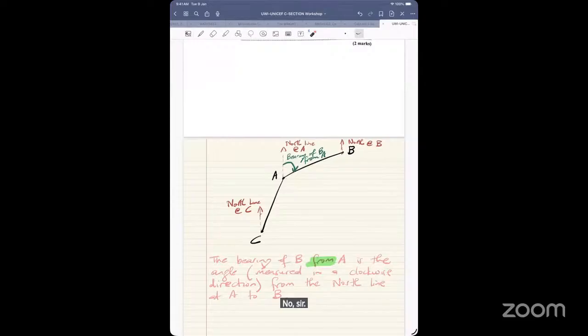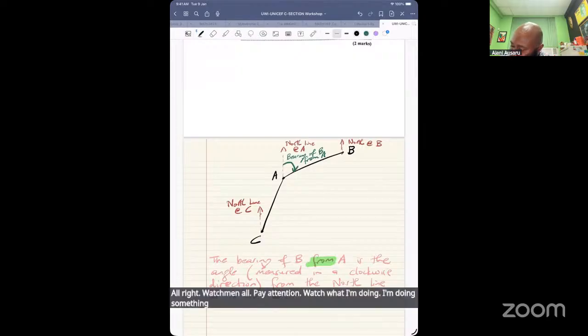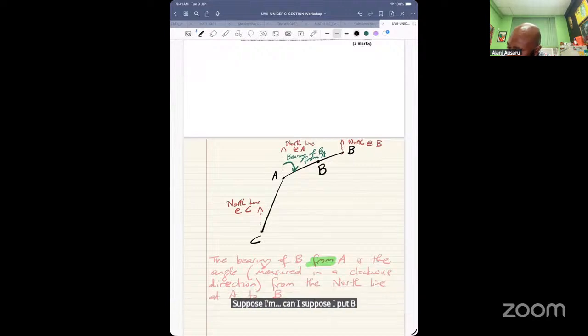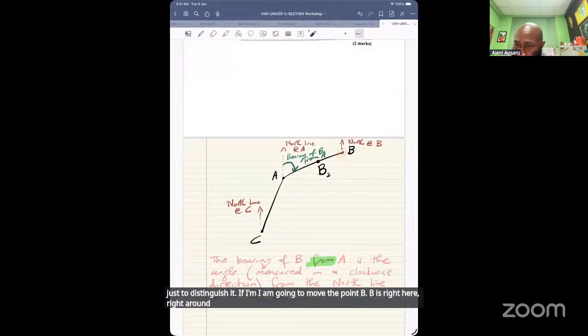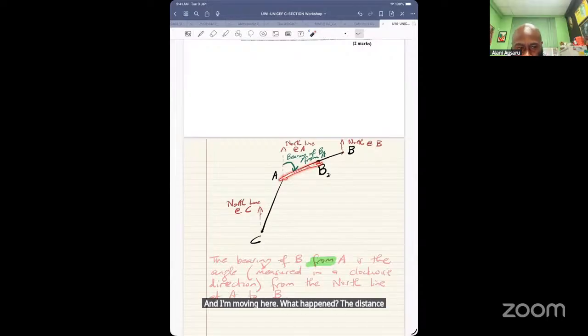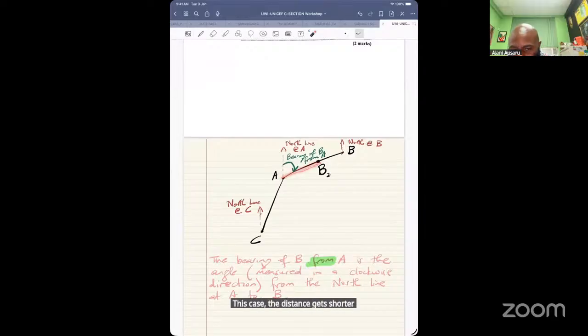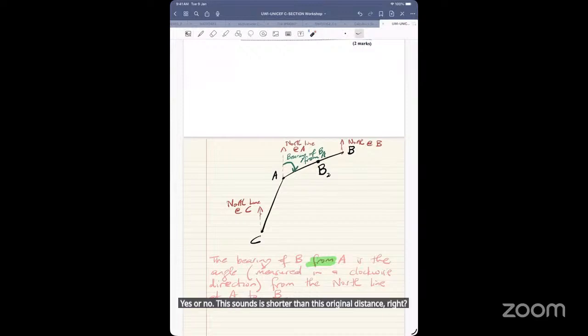Yes, sir. All right, watch me now. Pay attention. I want to drive my point. Suppose I put B here. I'm going to call this B2 just to distinguish it. I'm going to move the point B. B is right here, right? And I move B here. What happened? The distance changes. In this case, the distance gets shorter than the original distance, right? Yes, sir. All right, watch me now.